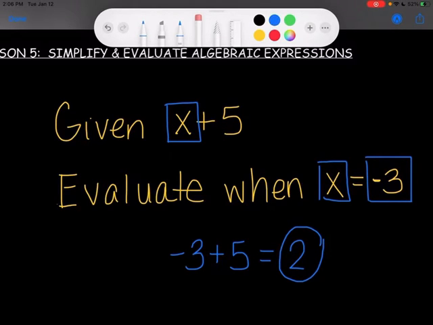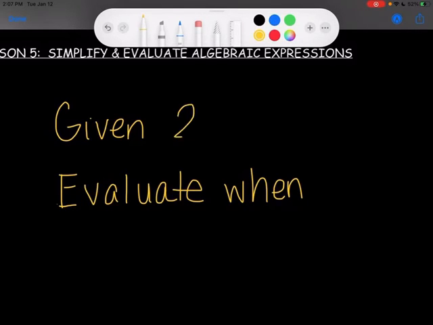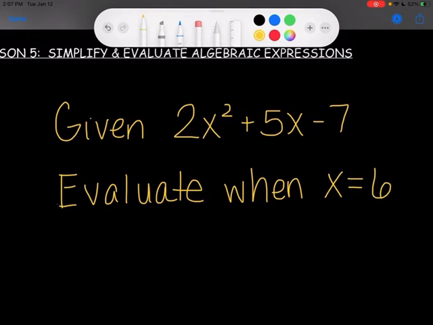But let's look at a little bit more complicated problem. Let's say you are given 2x squared plus 5x minus 7 and asked to evaluate when x equals 6. Again, x and 6 are equivalent, so I'm going to put a blue box around those to show that they're interchangeable. And wherever I see an x in the expression up here, I'm going to put it in a blue box.